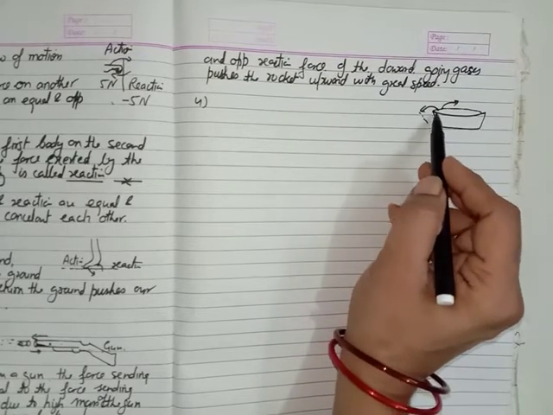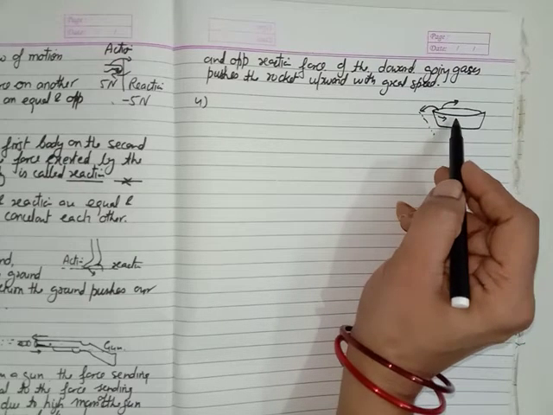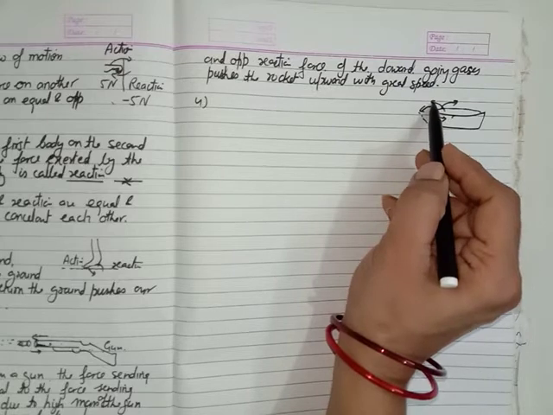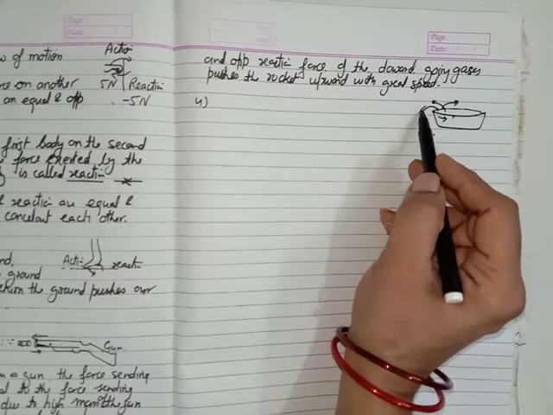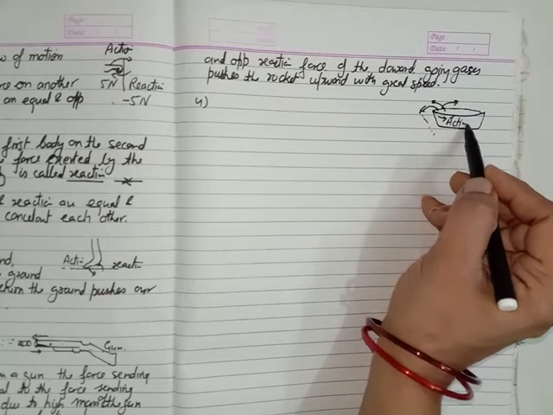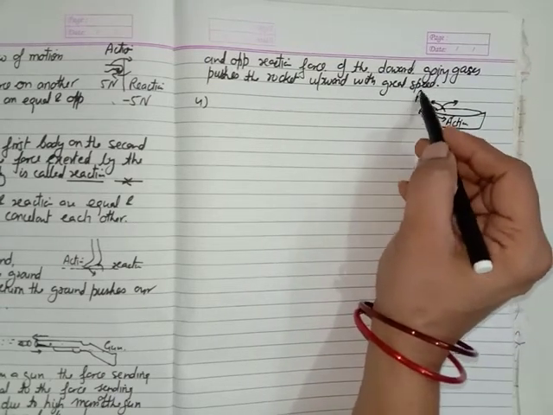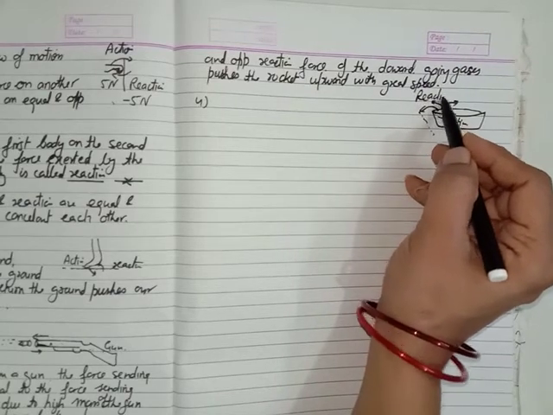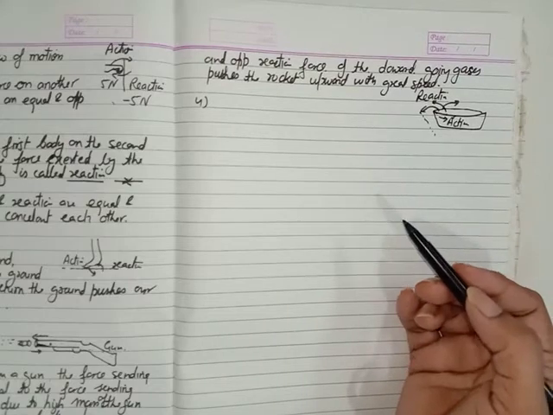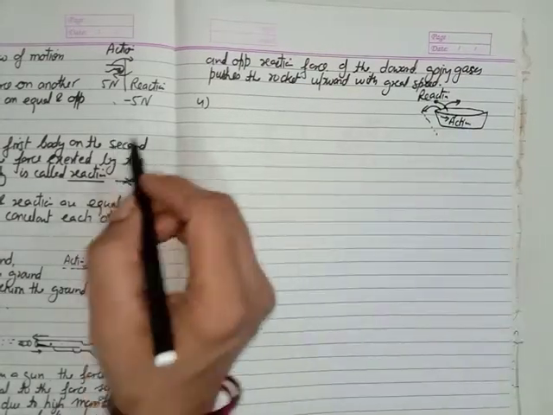When we push this boat in the backward direction, this boat also pushes us in the forward direction. It means the force exerted by us on the boat is the action, and the force exerted by the boat on us is the reaction. Due to this reaction, we are able to move out of the boat. So you can write it yourself, how we are able to move out of a boat.